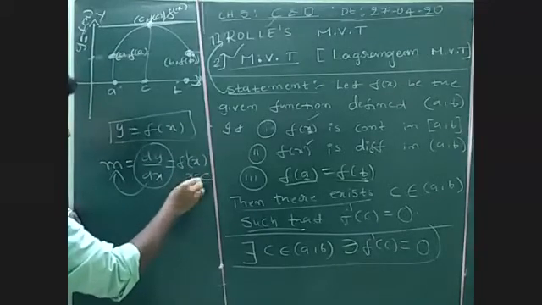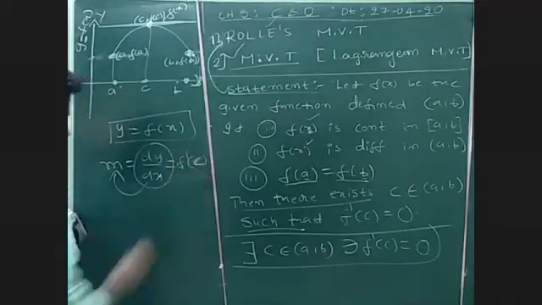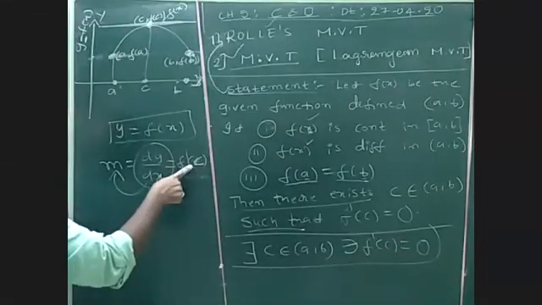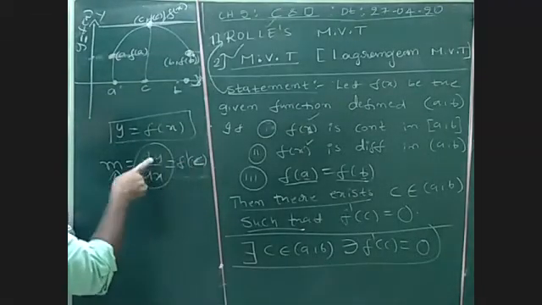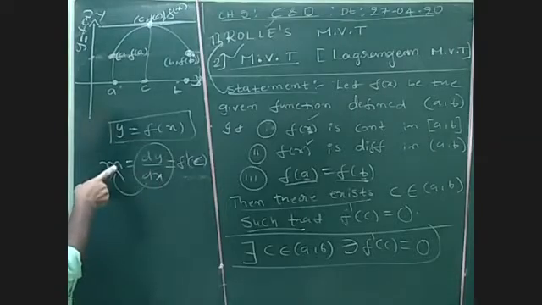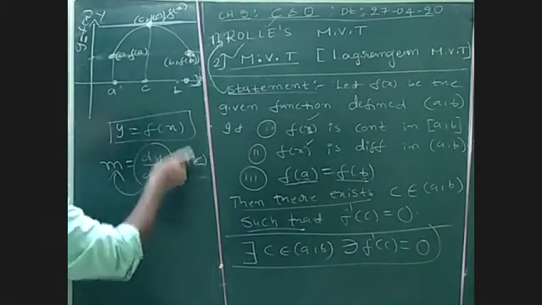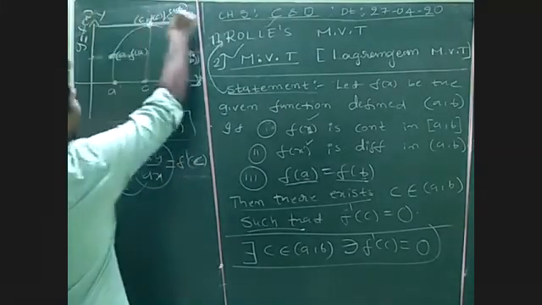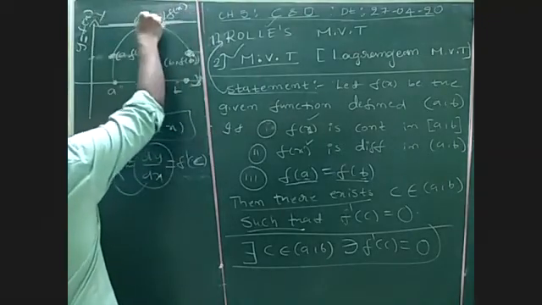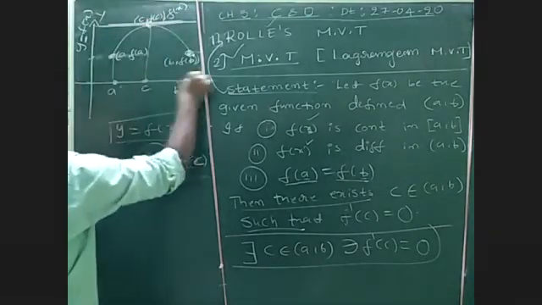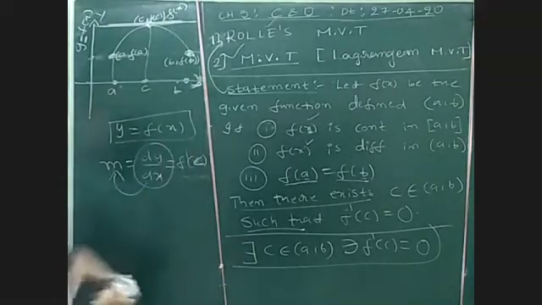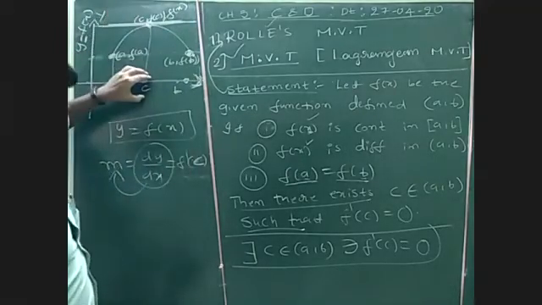Nothing but, in place of x up to C, f dash of C. So f dash of C means the derivative, the slope at the point C. If I draw a line at the point C, it is always parallel to the x-axis. Simple, the tangent is always parallel to the x-axis.